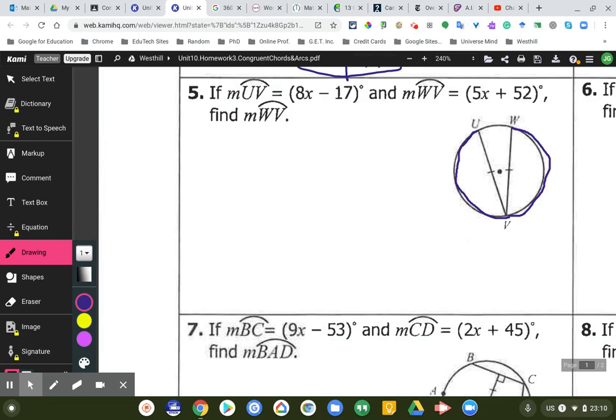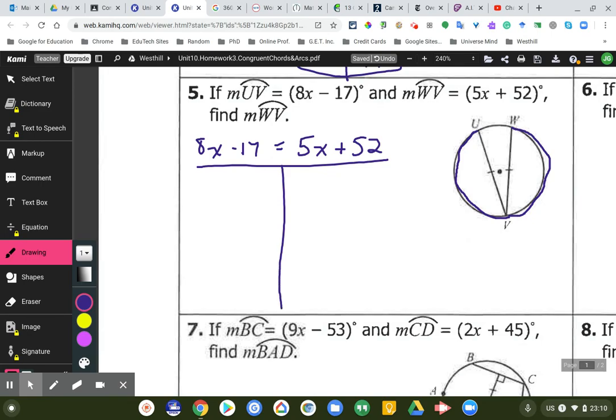Okay. So here we go. We got 8X minus 17 is equal to 5X plus 52. All right. Let's draw a little thing here. Okay, so let's add 17.